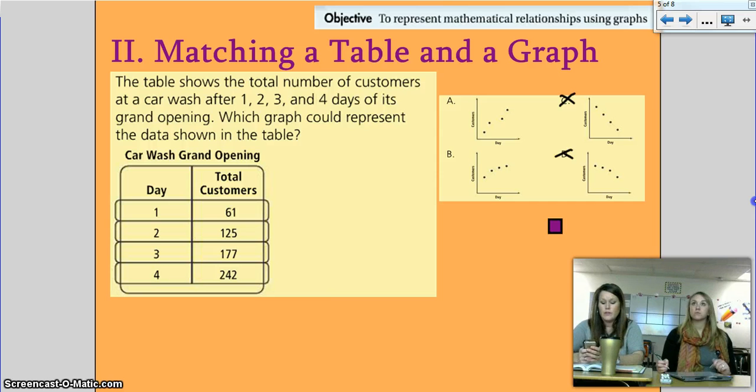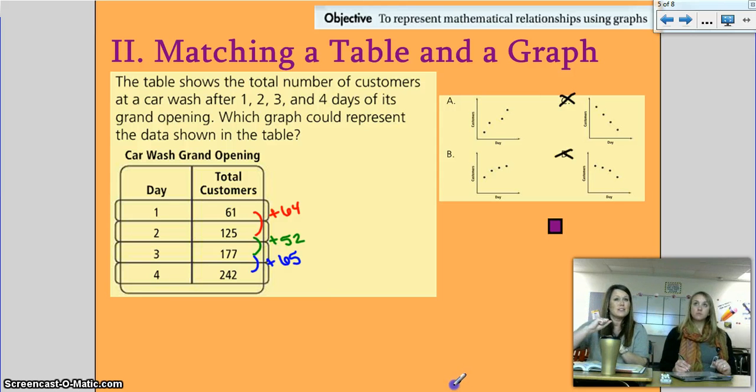From the first day, 125 minus 61, I got 64. So from day 1 to day 2, they had 64 more people show up. From the next day, 177 minus 125, they had 52 people show up. So you're just taking the difference to see how much they increase each day. And then the last one, 242 minus 177, I got 65. So the amount of change is super close between 1 and 2 and 3 and 4, and less between 2 and 3.